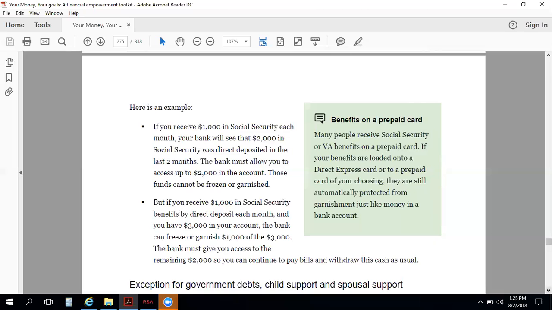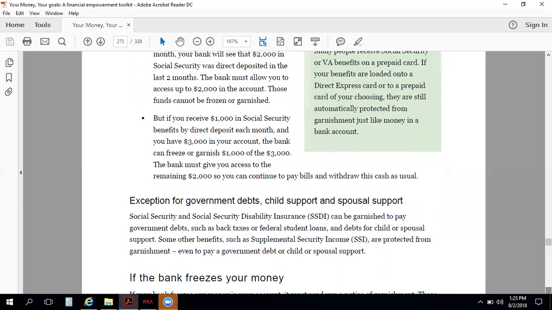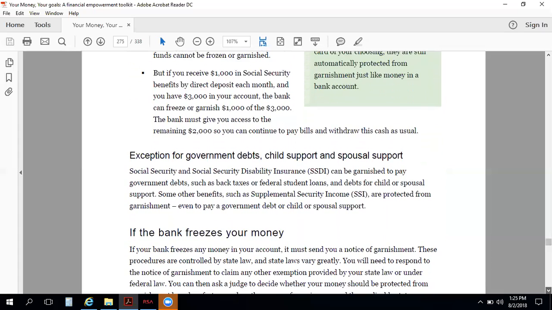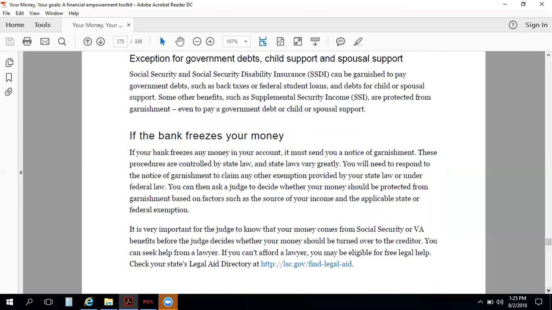So if somebody is on SSI or Social Security retirement, and they find themselves in a situation where the money is frozen, then that could be a situation where they would have to go get a lawyer. And if they cannot afford a lawyer, legal aid often can step in and help them resolve some of these issues with creditors and with the bank freezing the money.